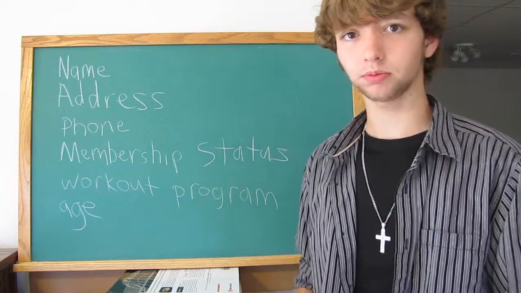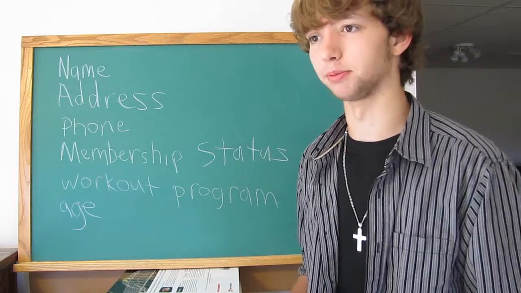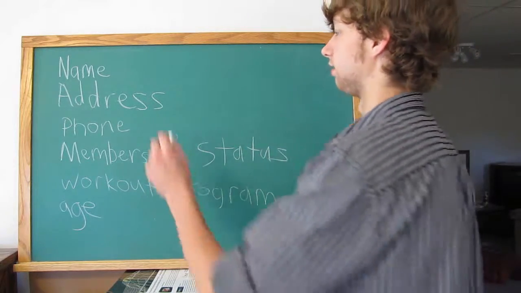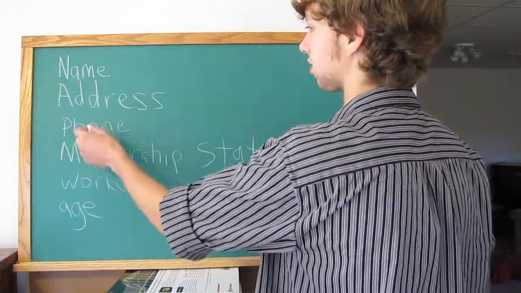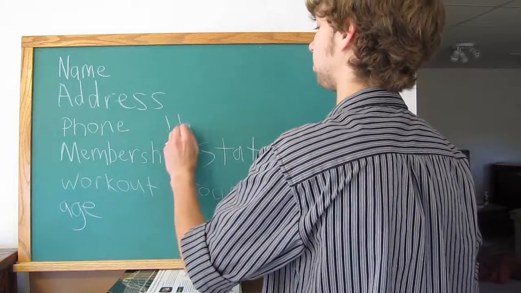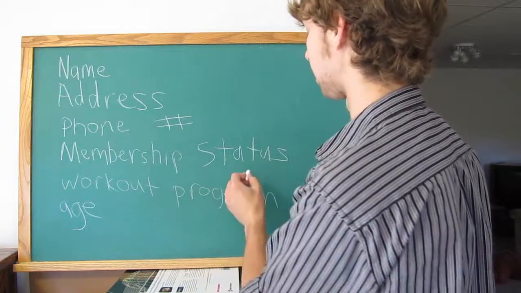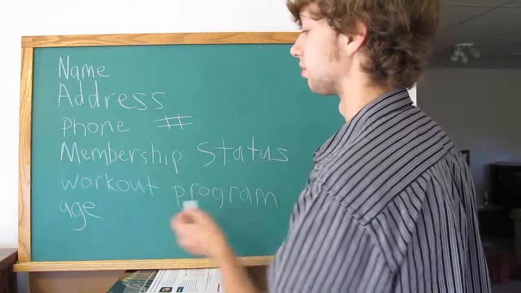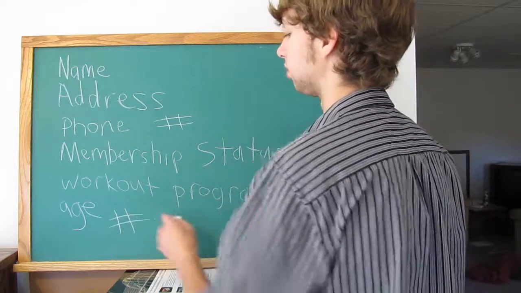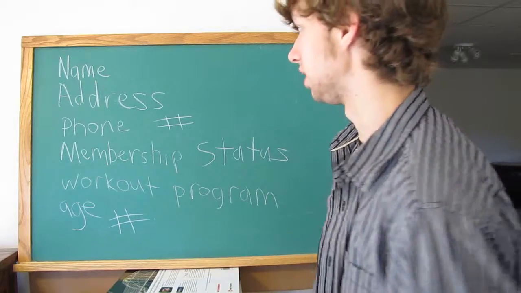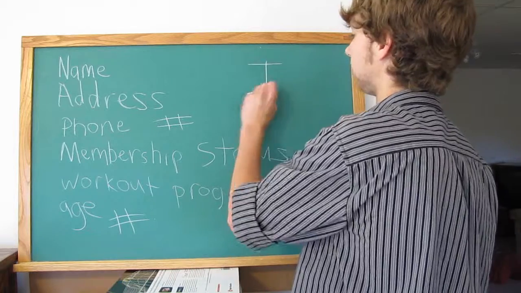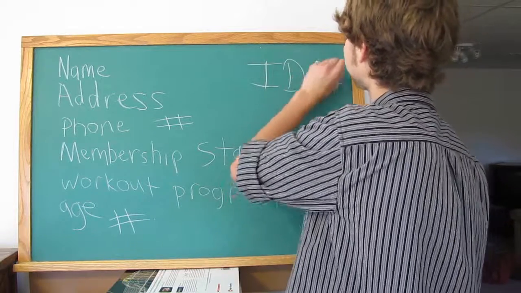And then you want to define what types of information these are. You look at this: you have their name, that's a string, and this should be a number. Membership status is going to be a string. Workout program, string. Age is a number. So you have 2 numbers. Then also, don't forget we need an ID for each individual entry. So you have an ID, which is a number.